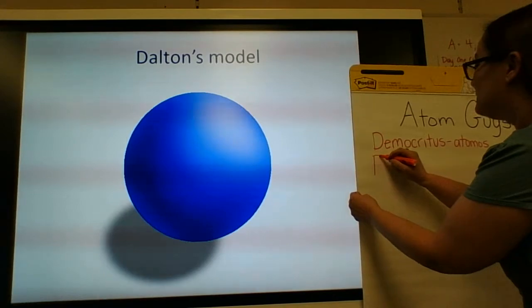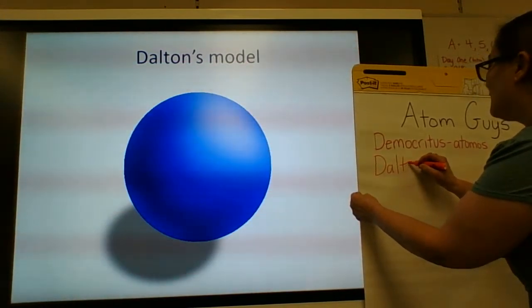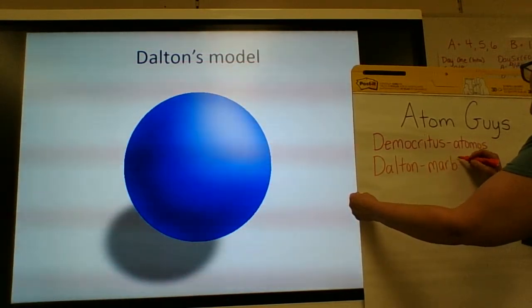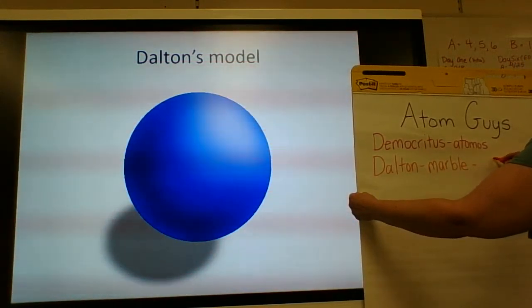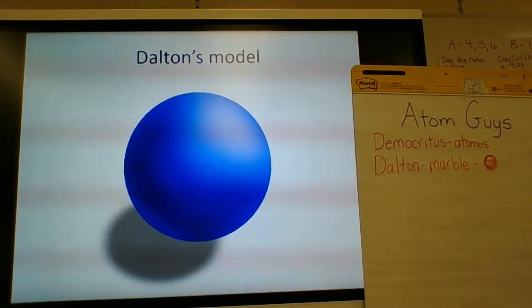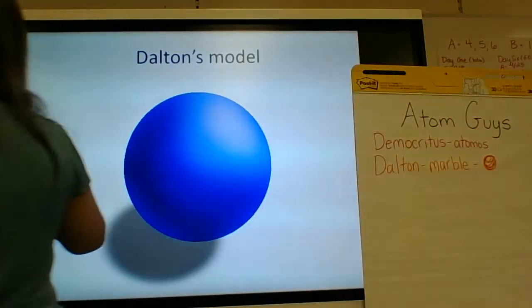All right, so that's what we're writing down. Dalton. And then our key word for him is marble. And then we're going to draw a marble to remind us that his model was just a plain marble.